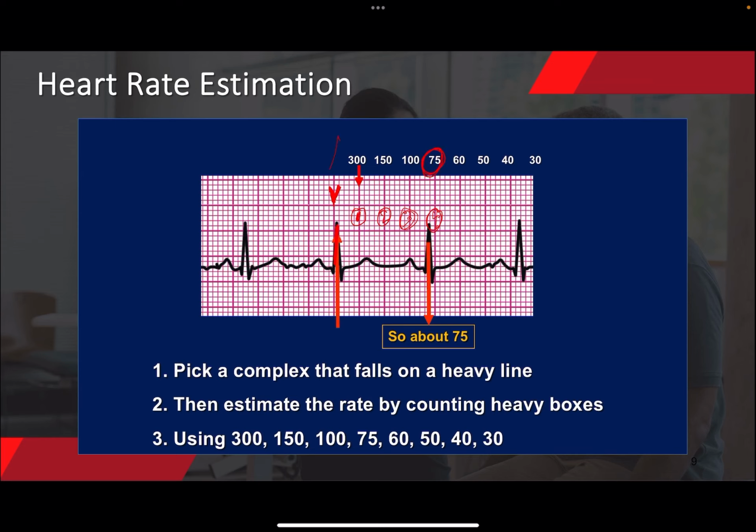So how do we get this number? After you count the lines, you divide 300 by the number of lines, or 300 divided by 4. So that would give you 75 beats per minute.